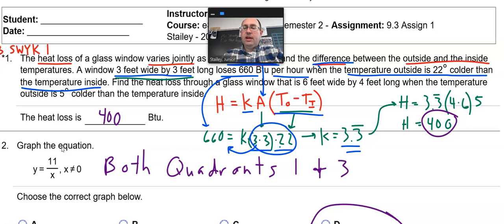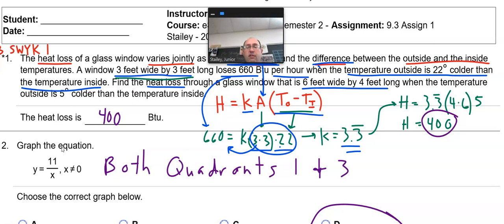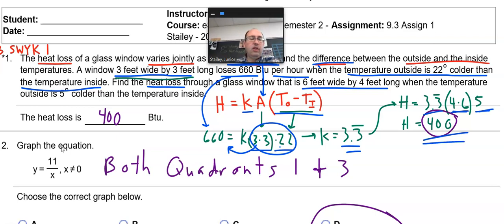So then I can plug that in, because then they go on to say, find the heat loss through a glass window that is 6 by 4. That's 24 square feet, right? 6 by 4. When the temperature is 5 degrees colder. So I plugged it in. I got my K value. My 4 times 6 is 24. Times 5, I get 400. So that's the number of BTU.